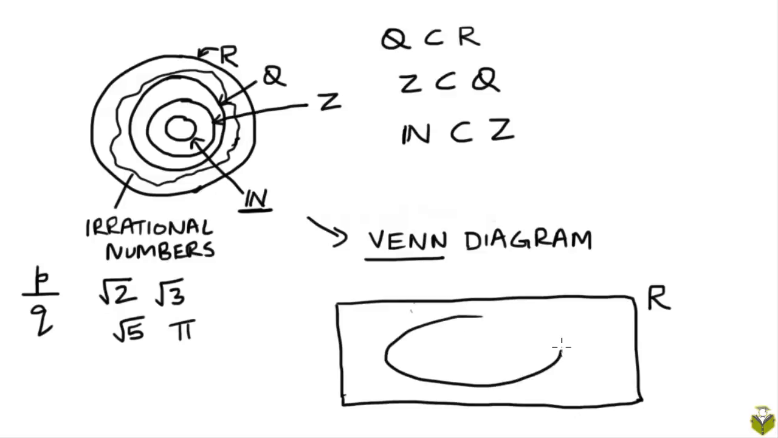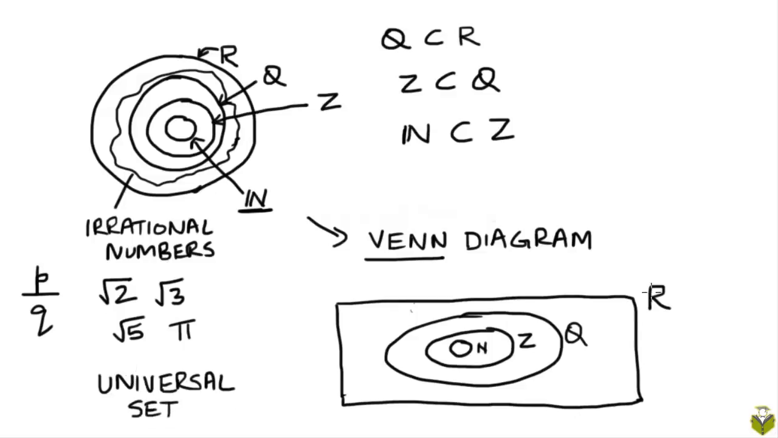So we could have a circle or an oval representing the set of rational numbers. Everything outside of this oval but within the rectangle would be the set of irrational numbers. Within the set of rational numbers we could have the set of integers, and then within the set of integers we could have the set of natural numbers. In the context of any given problem, the largest set that we are dealing with is typically known as the universal set. So in this case, the set of real numbers R is the universal set.